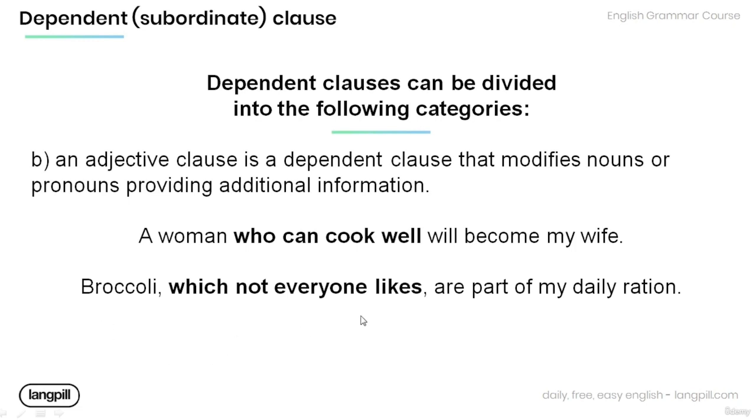Broccoli, which not everyone likes, is part of my daily ration. The adjective clause, "which not everyone likes," is used to modify or give us additional information about the noun "broccoli."